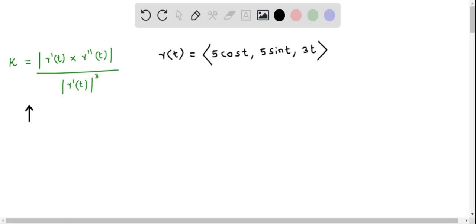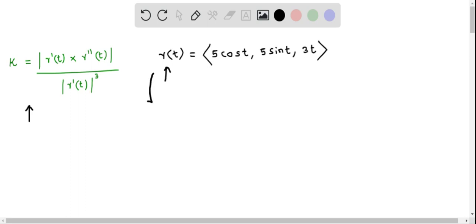And this equals the absolute value, or the magnitude, of the cross product of r prime of t and r double prime of t. That is the cross product of the first derivative of this function with the second derivative of r of t, all over the magnitude of r prime of t cubed. So let's see how to do this. First we have to determine this r prime of t.